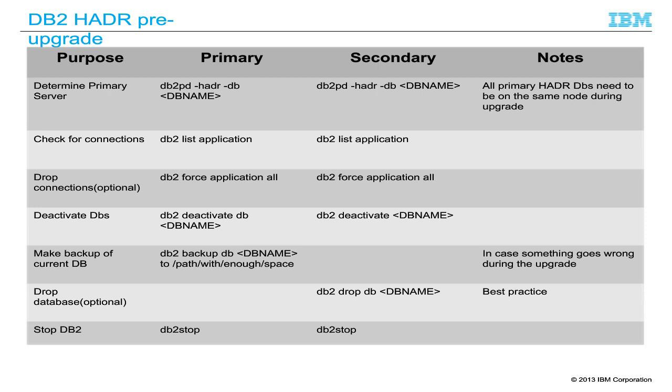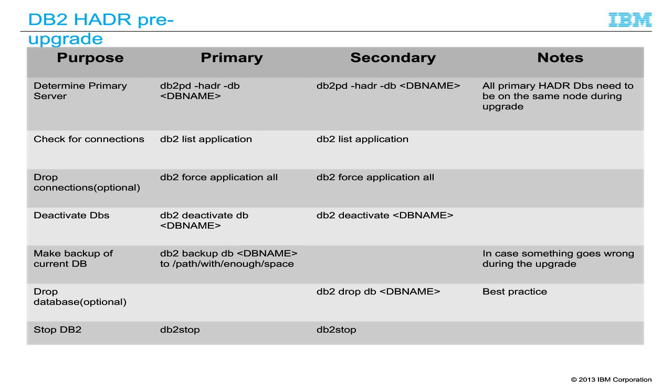If you have multiple HADR databases, you'll want to make sure they're all primary on the same machine, and you'll want to perform the database backup for each one of them, as well as drop it on the backup. So once you have all your primaries on the same machine, then we'll want to go through and make sure that there aren't any connections. The next thing is check for connections. If there are connections, we'll want to force them down. And the next command, the DB2 force application all, will kill all connections to the database.